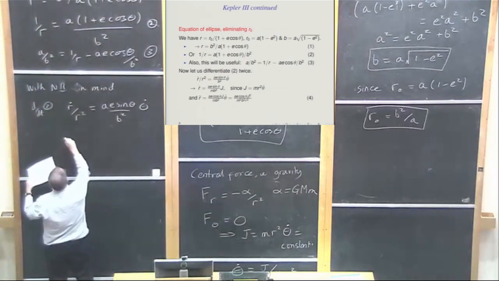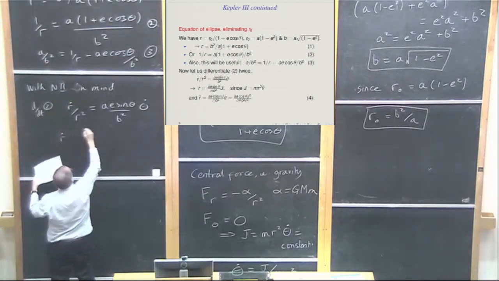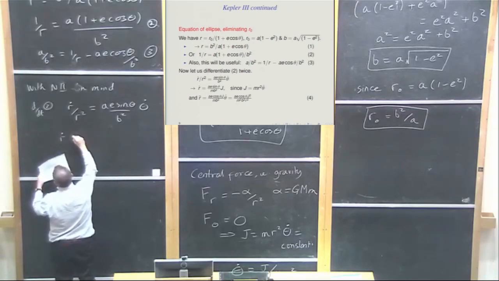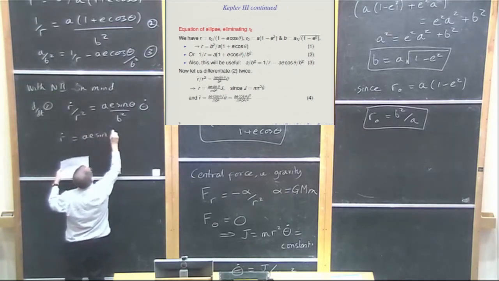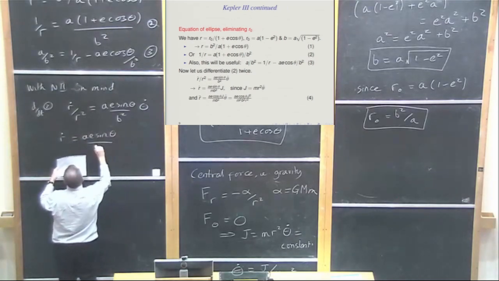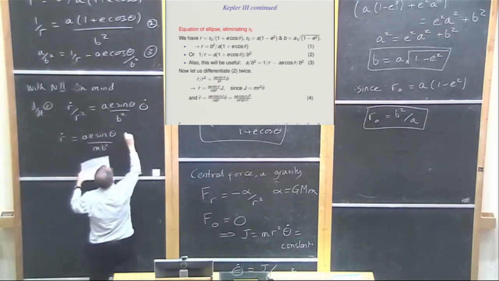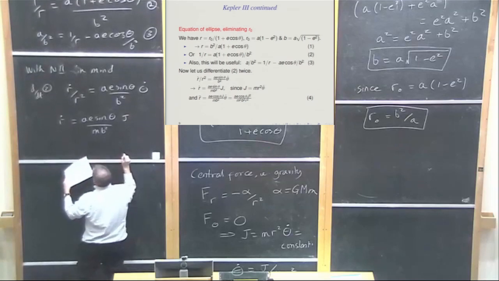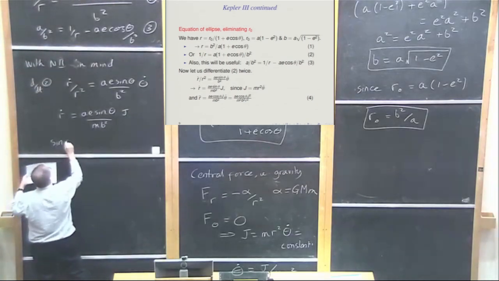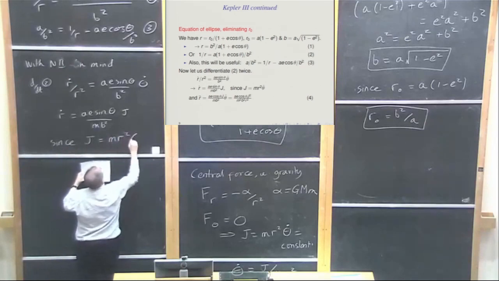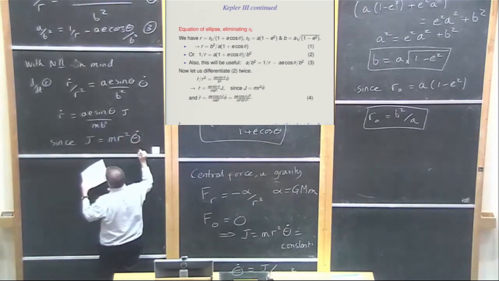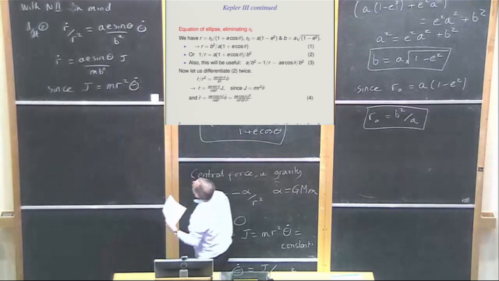And so we can write this as r dot, multiplying through by r squared. We get a e sine theta over m b squared times j, because of course I've made use of, you knew I was going to do this, that j is equal to m r squared theta dot. Okay.